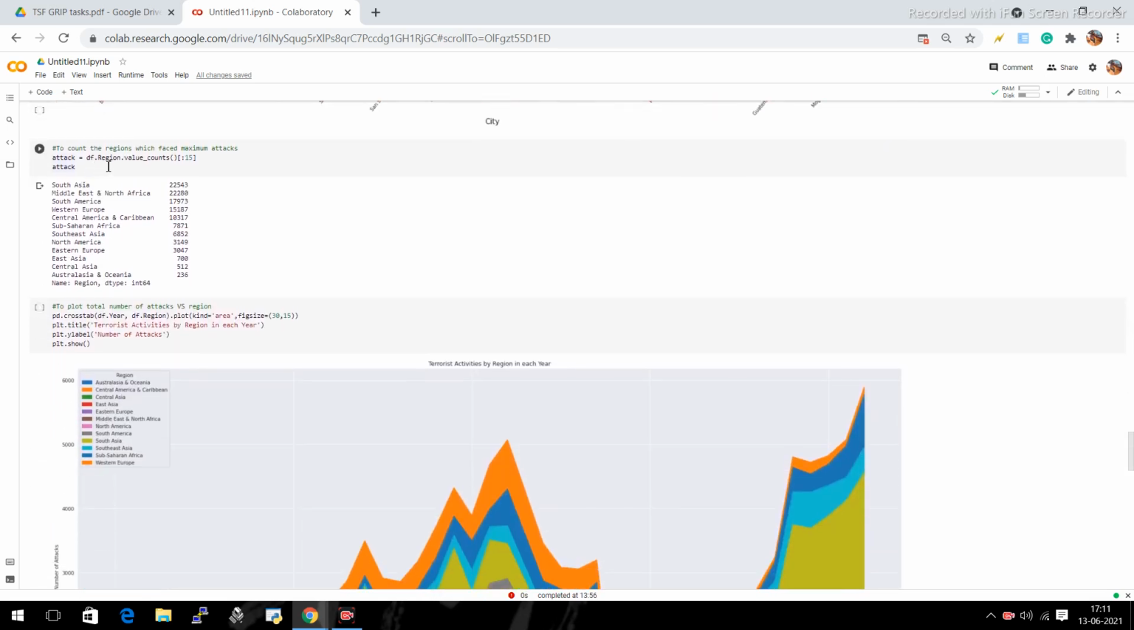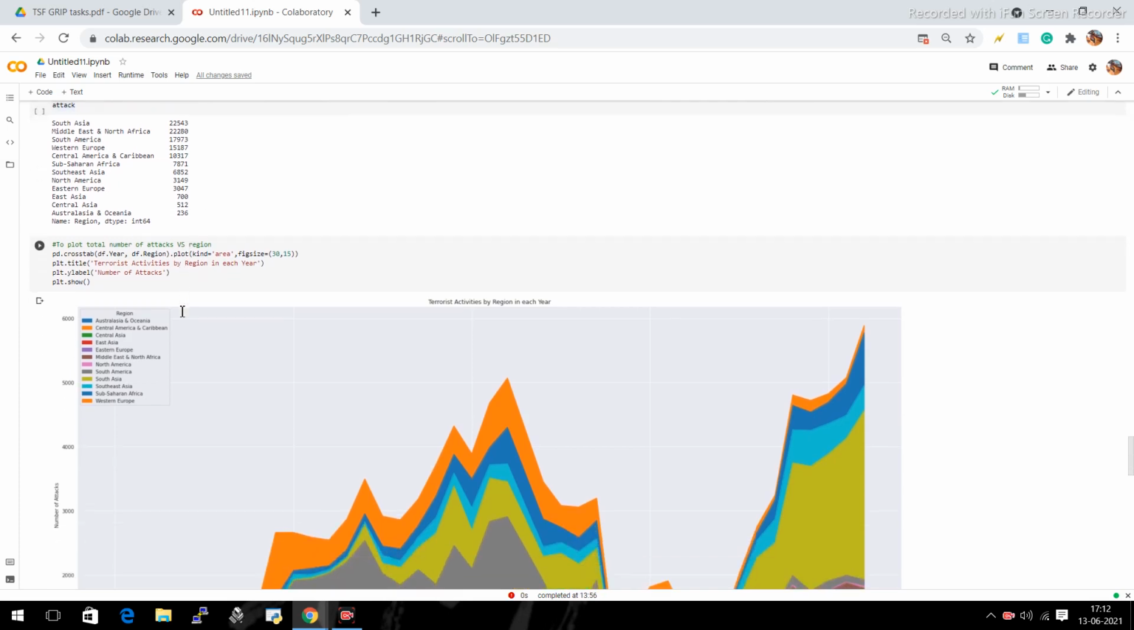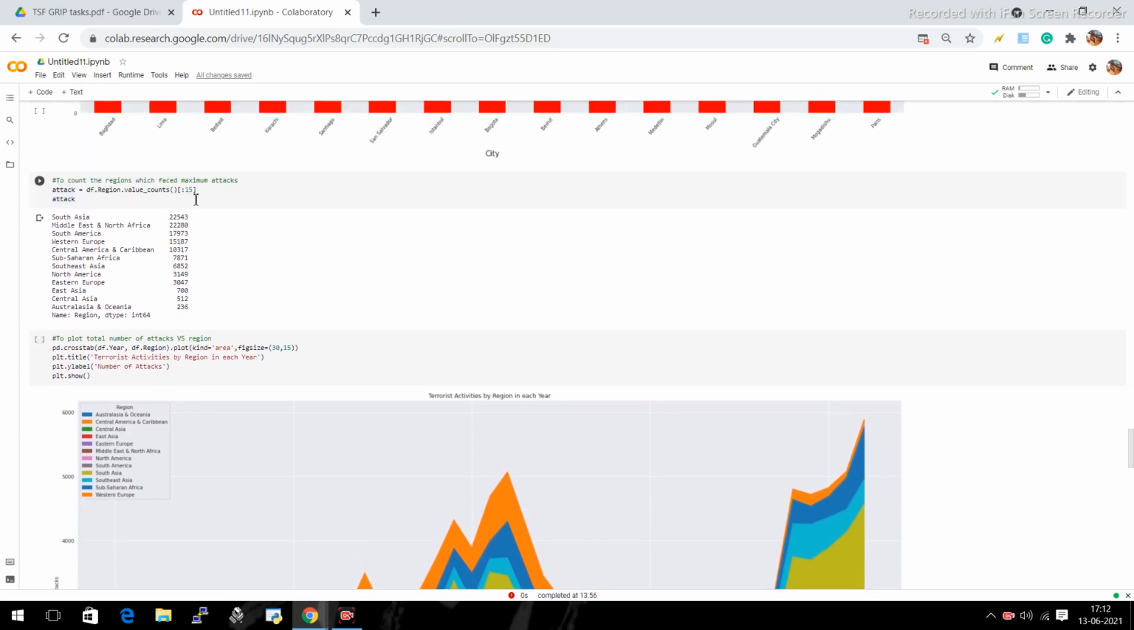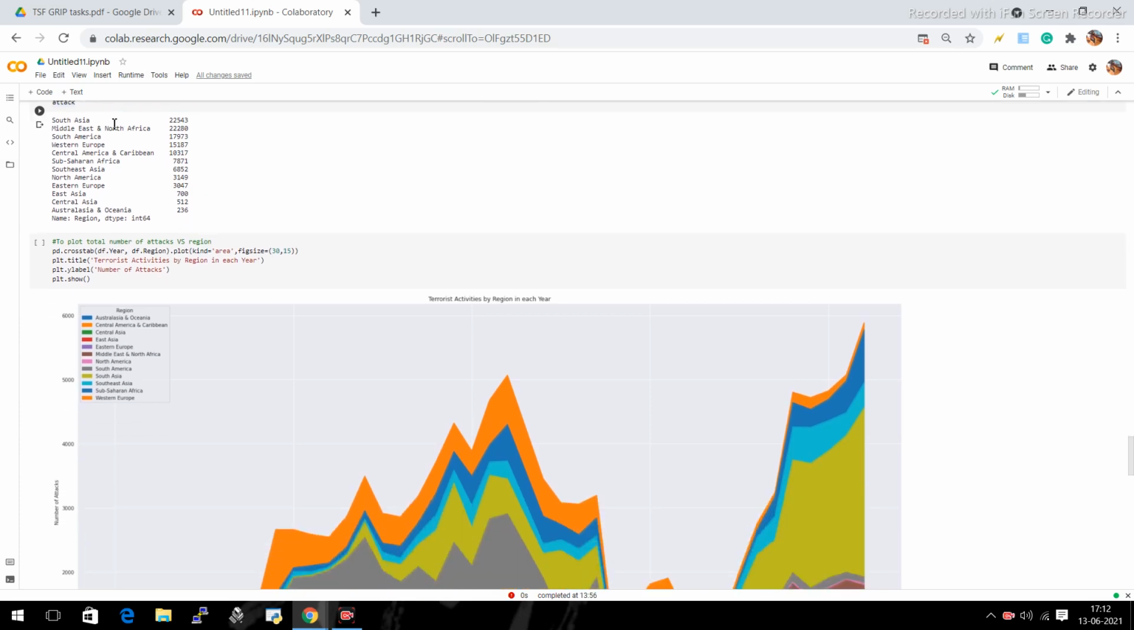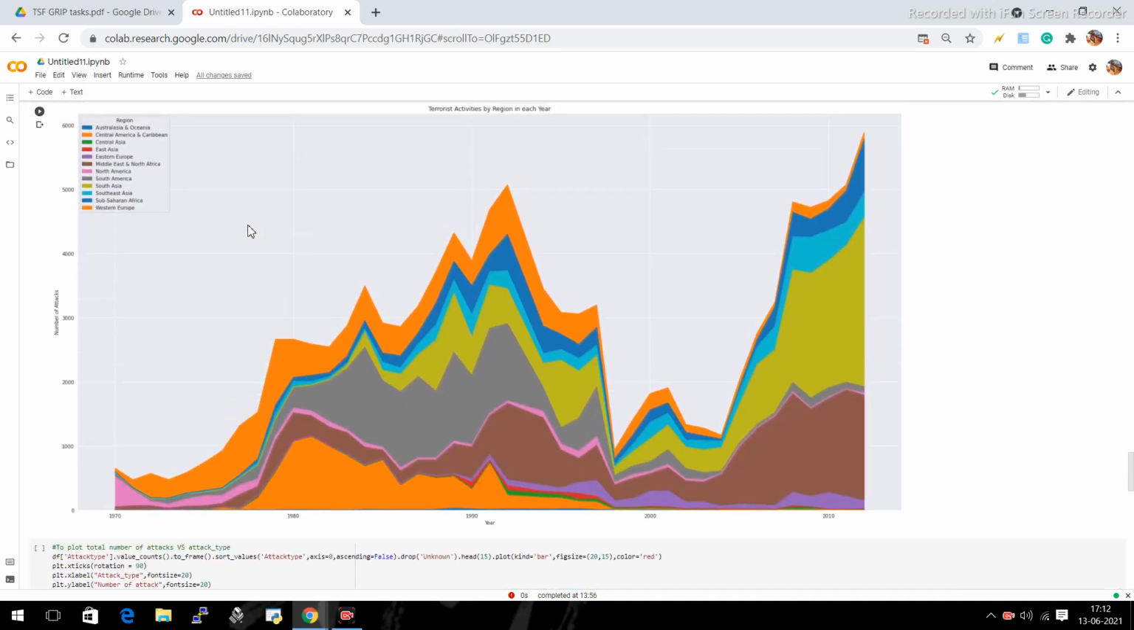Moving forward, to count the regions which faced the maximum attacks, we'll use a simple piece of code again, df.region.value_counts, and by slicing we can get all the values of the region. Here we don't need to use 15, we can use a smaller number because all the region values are less than 15. Still we have used 15. Now from this data we can see that South Asia faced the most number of attacks, that is 22,543. Again we have plotted this using our graph.